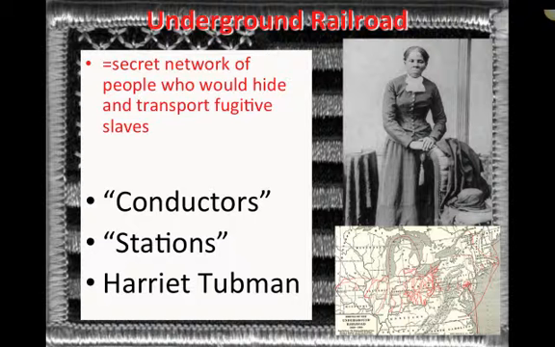A conductor would be someone who hid fugitive slaves. A station would be places to stop along the way. And Harriet Tubman, pictured here, is probably the most famous conductor, who escaped for her own freedom and then went back and led over 300 slaves to freedom. You see, they have a railroad theme, as this idea that there's an underground network that only people involved with the Underground Railroad would know about.